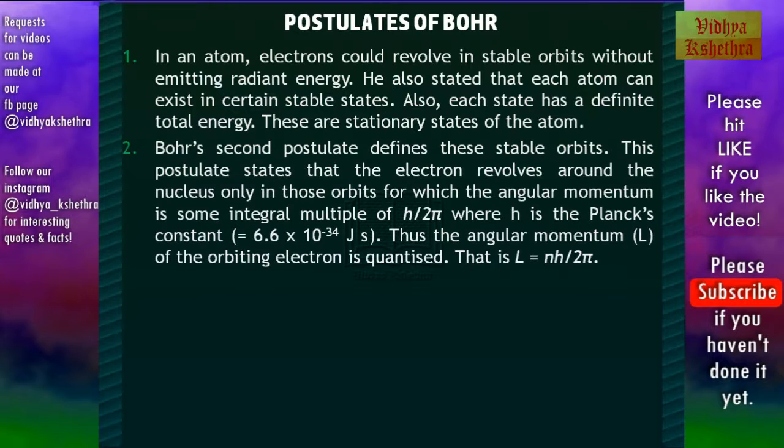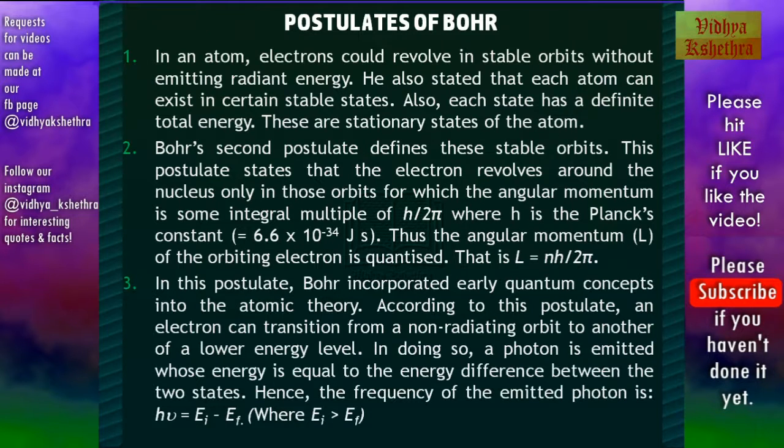Now, the second postulate. In the second postulate, he defined these stable orbits. That is, this postulate states that the electron revolves around the nucleus only in those orbits for which the angular momentum is some integral multiple of h by 2 pi, where h is the Planck's constant, which is equal to 6.6 into 10 raised to negative 34 joule second. Thus, the angular momentum of the orbiting electron is quantized. That is, L is equal to n into h by 2 pi.